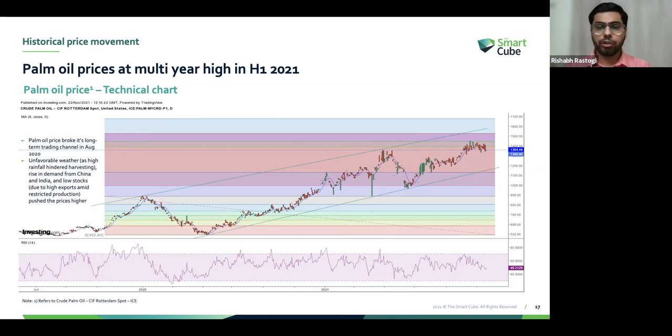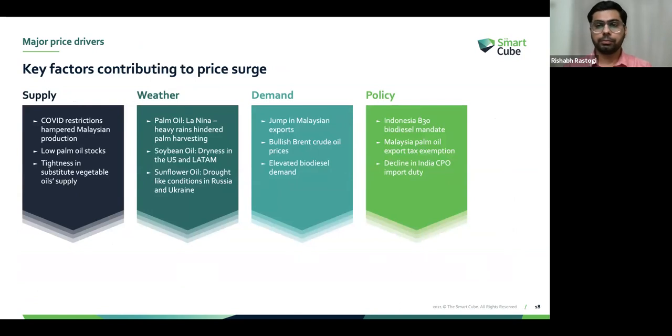The Fibonacci retracement that we have plotted on the ICE palm oil futures also shows that the prices broke their technical resistance levels several times since the second half of 2020, leading to the historic highs that we now see. Now, the question which comes to our mind is, what led to such a sharp rise in prices? Let's start with the supply and weather related factors first.